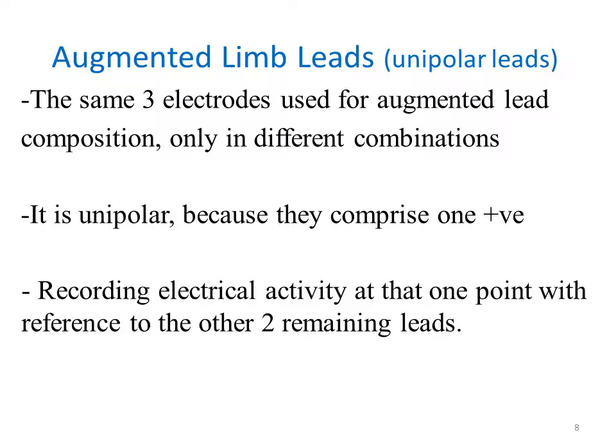The augmented limb leads are unipolar, أحادية الأقطاب, which means that they record the electrical activity from only a single positive side, recording electrical activity at that point with reference to the other remaining leads. إذن هي تسجل النشاط الكهربائي بالنسبة للنقطتين المتبقيات.